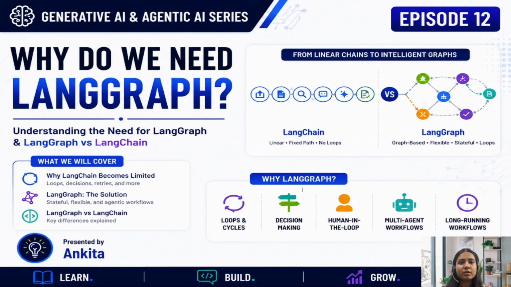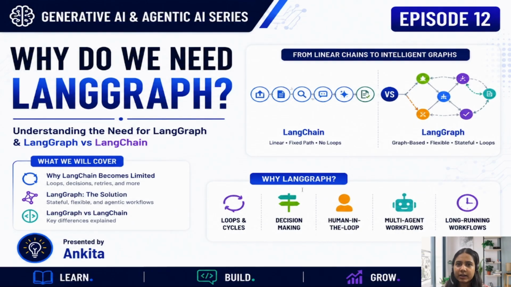framework called LangGraph? So LangChain is excellent for many AI applications, but as AI applications become more intelligent and agentic, they need capabilities to go beyond a simple sequence of steps. Modern AI systems need to make decisions, repeat tasks, and call different tools based on the situation. They collaborate with multiple agents together and sometimes even wait for human approval before continuing. Can a simple chain handle all these scenarios?